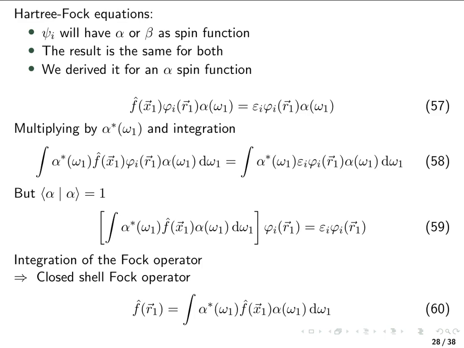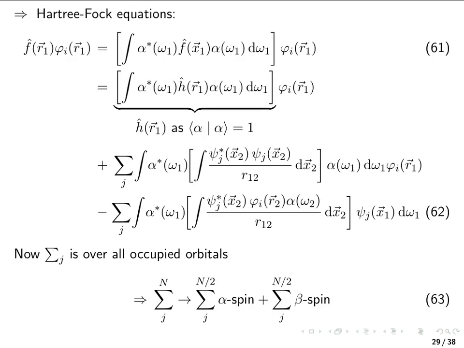And in the following we are going to look at how this looks exactly. So with this definition of the closed shell Fock operator, the left hand side of our Hartree-Fock equations now looks like this: we have the closed shell Fock operator acting on our spatial orbital. And on the next slides we are now going to look at how this closed shell Fock operator turns out to look. Okay, so we have the closed shell Fock operator acting on spatial orbital phi i now.